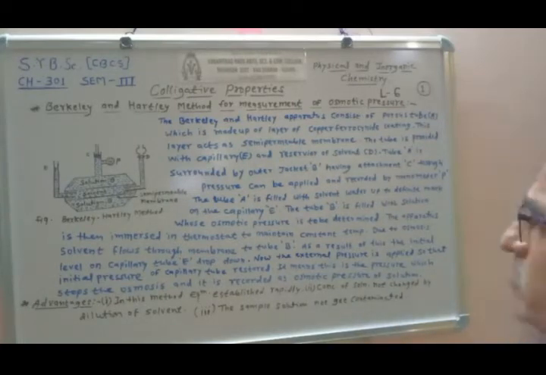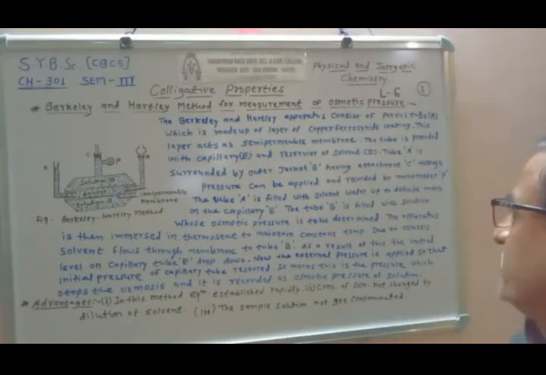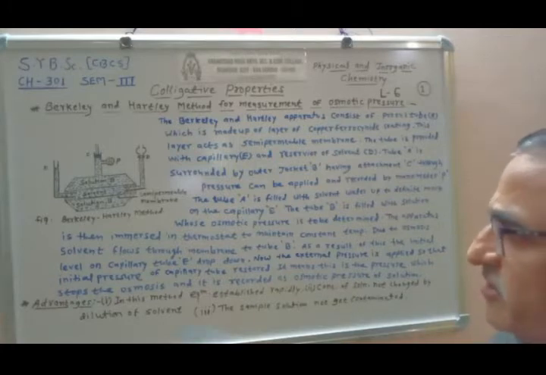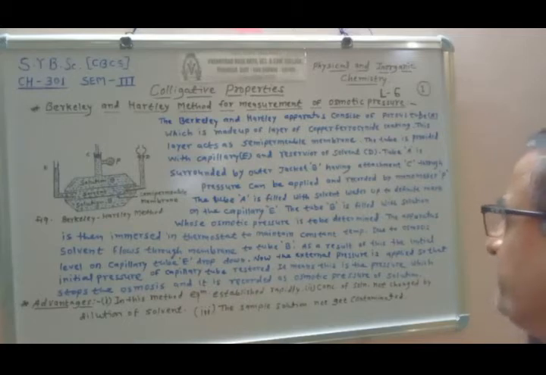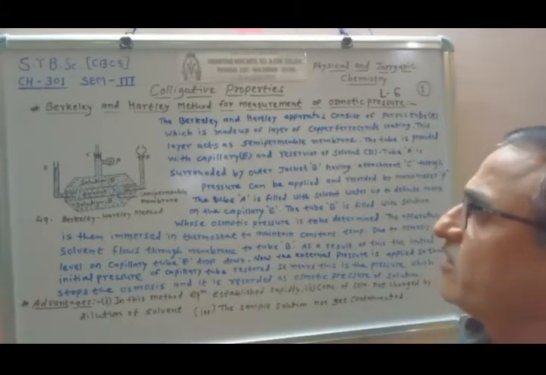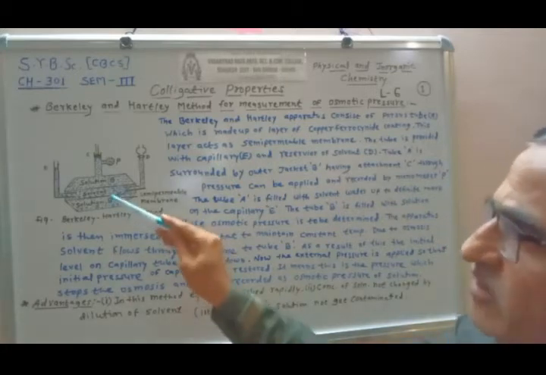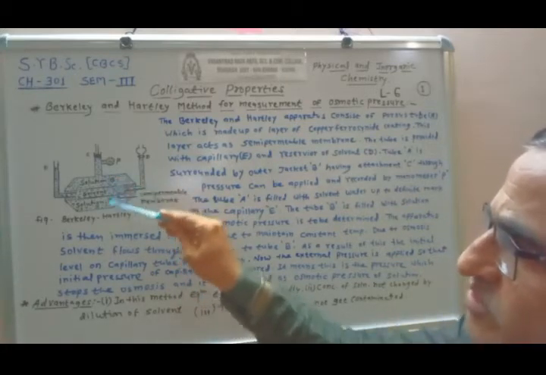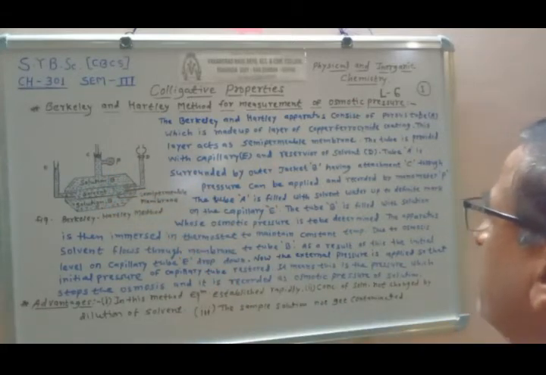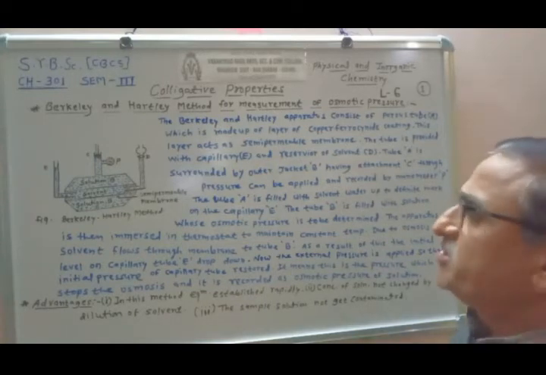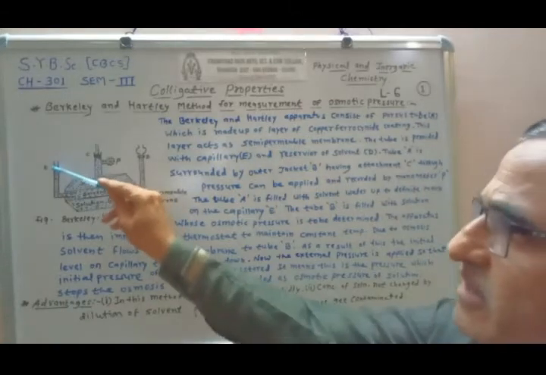Now the osmotic pressure of water we have to determine. The apparatus is then immersed in the thermostat to maintain the temperature constant. Due to osmosis, the solvent flows through the membrane through the tube B. So this solvent flows towards the solution through the tube B and osmosis is carried out. As a result of this, the initial level on capillary tube E drops down. Here this level drops down.